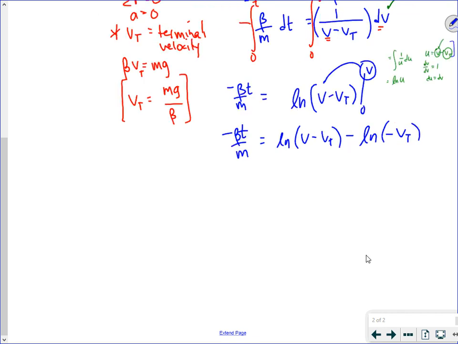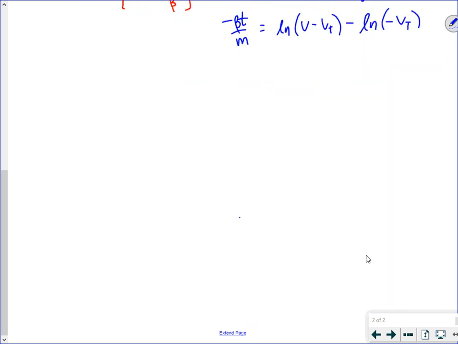All right, properties of natural logs allow us to say this is the natural log of v minus vt divided by negative vt. All right. Now to get rid of that natural log, what we do is we raise each side, we do e to each side, I guess you'd say. And so the left side does just yield e to the negative.